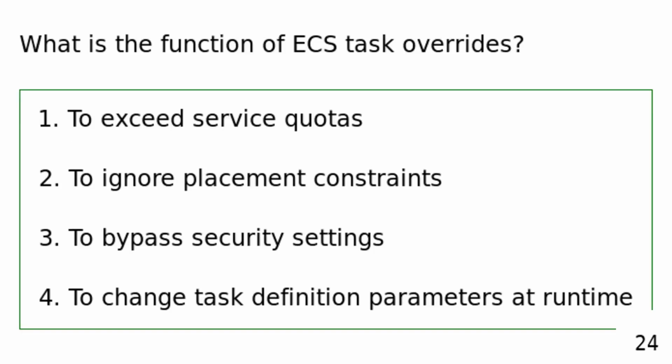What is the function of ECS task overrides? To exceed service quotas. To ignore placement constraints. To bypass security settings. To change task definition parameters at runtime.